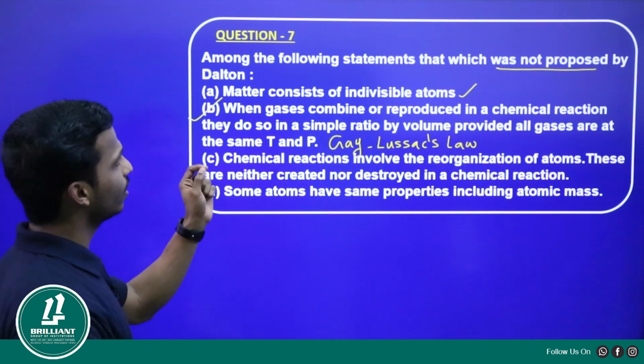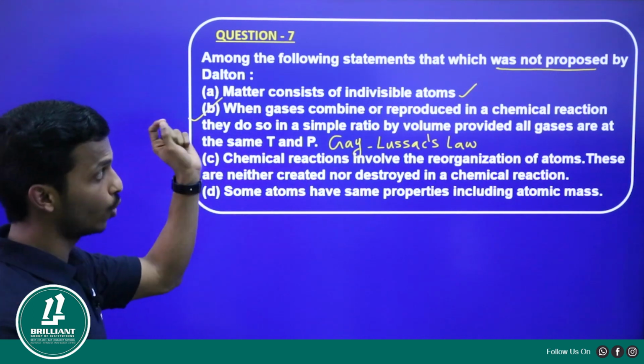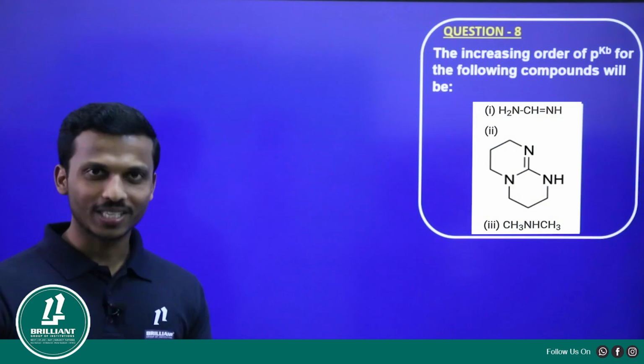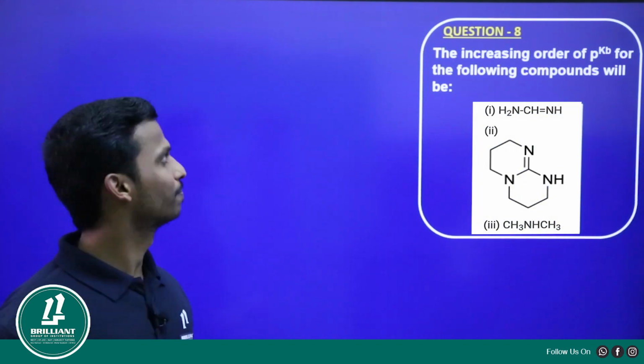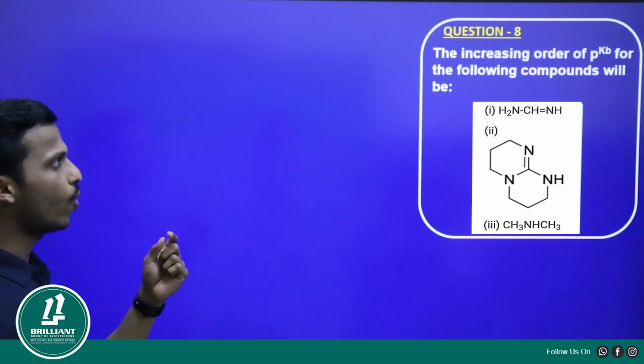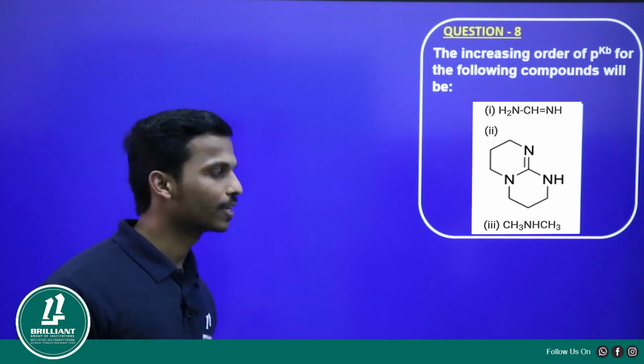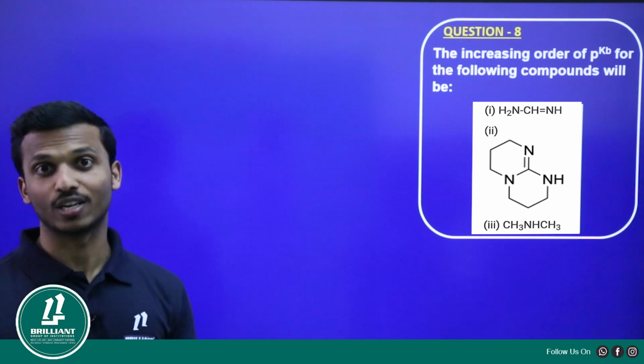So the answer is option B, which was not proposed by Dalton. Now let's discuss question number 8. The increasing order of pKb for the following compounds will be. So the basicity is the question.